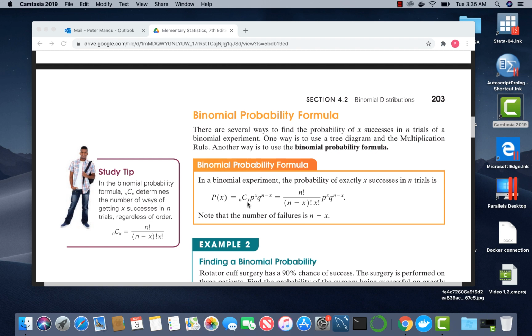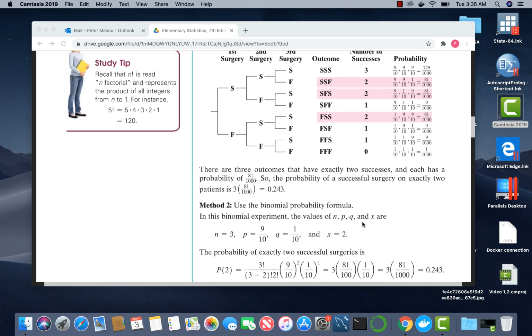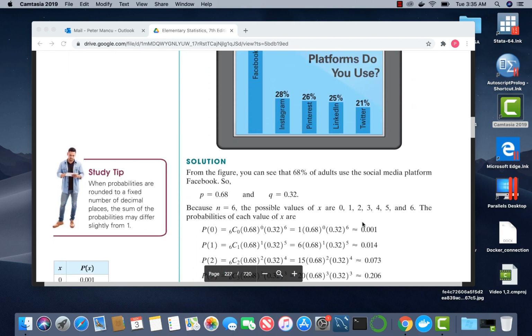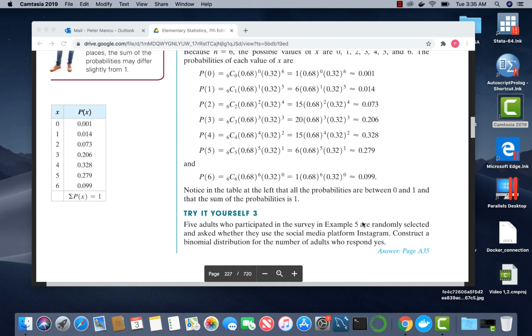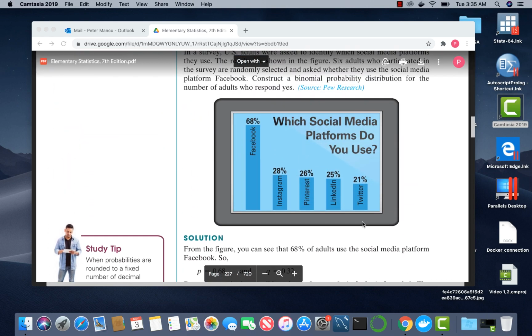So x is the number of successes, n is the number of trials, p is the probability of success in each trial, and q is the probability of failure in each trial. So q, in essence, is 1 minus p. It's a complement. If there are x successes out of n trials, the number of failures must be n minus x. So let's look at a sample problem with this, and then we'll look at the same problem using SPSS.